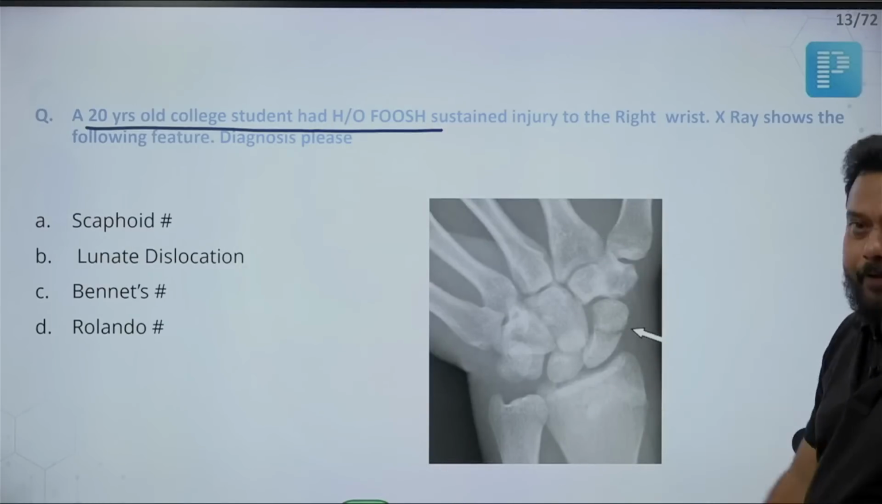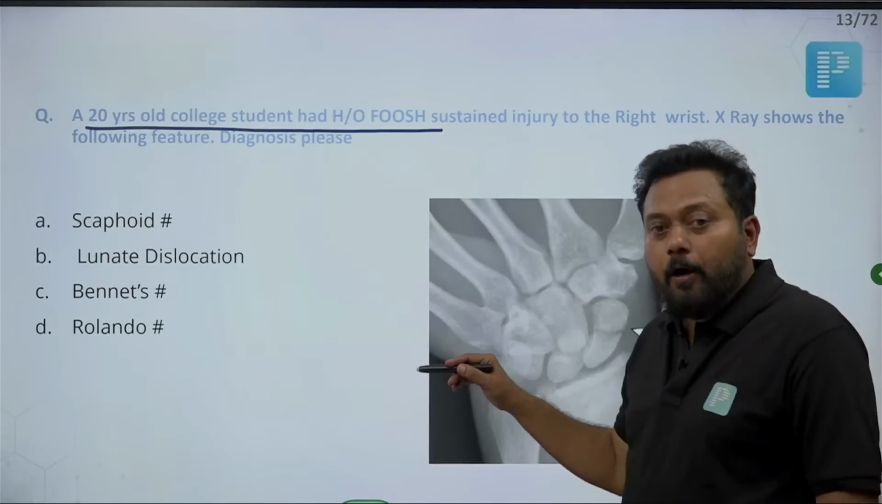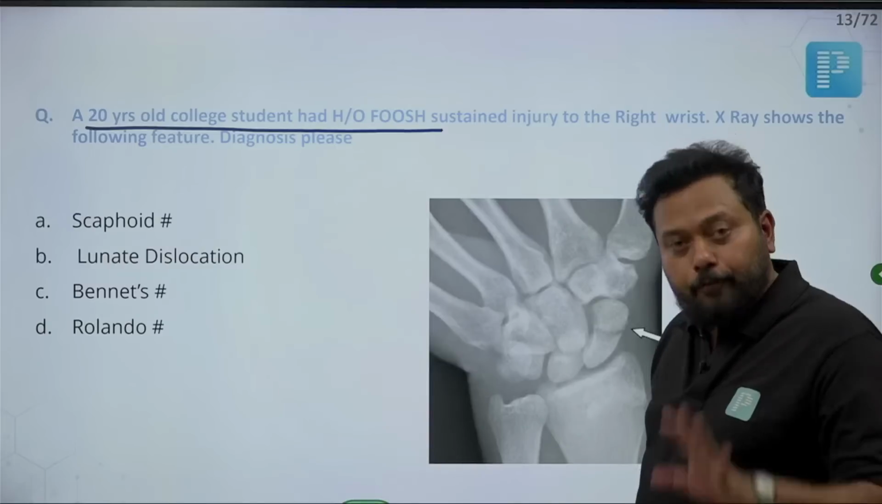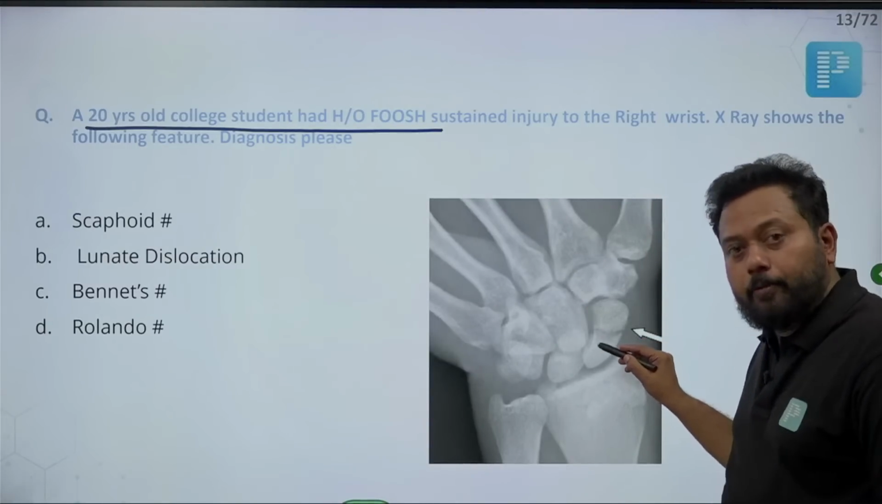Is this a scaphoid fracture? Is this a lunate fracture? Is this a Bennett fracture? Or is this a Rolando fracture? Four choices I had given. Okay, you look at this diagram.